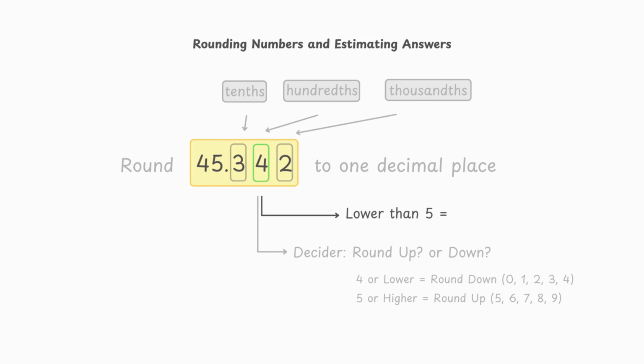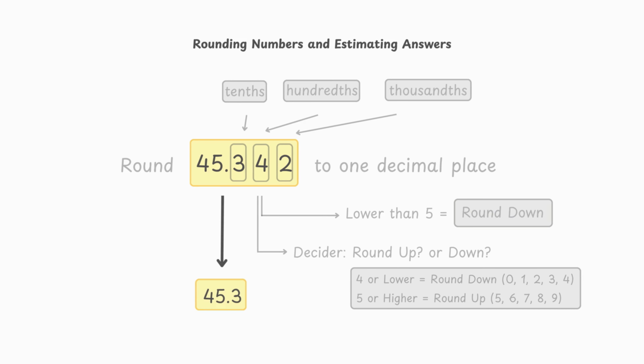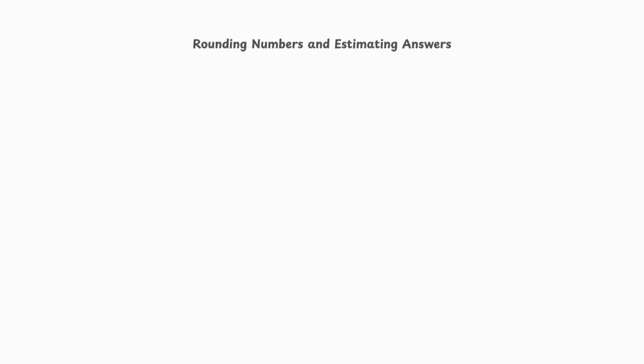Because 4 is less than 5, we round down. That means the tenths digit stays the same. So the 3 does not change, and the digits after it are removed. The final rounded answer is 45.3. Now let's look at another rounding example.